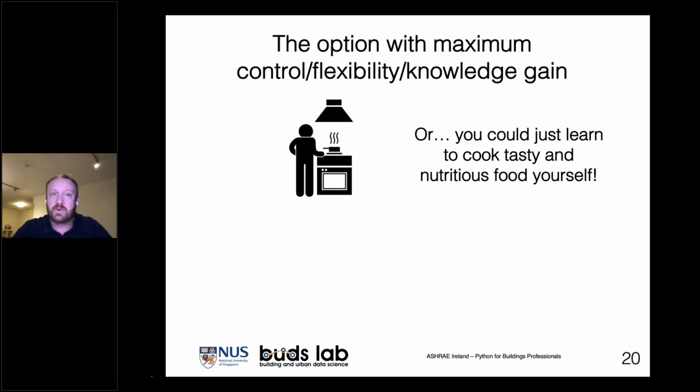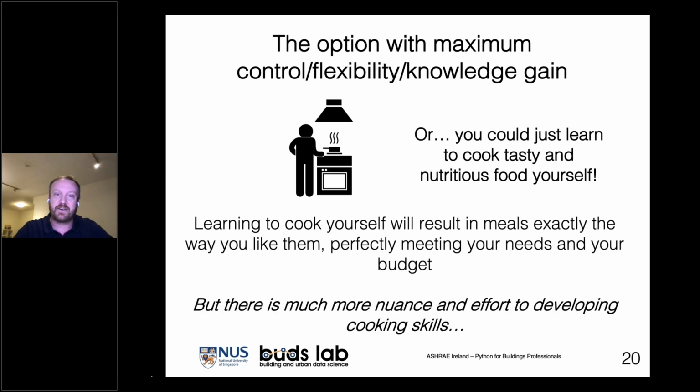So what is the option with the most control, flexibility, etc.? You could just cook yourself, right? You figure out how to cook, you learn, you can create the meals exactly the way you want them. If you have a special diet, special tastes, there are so many more things and nuance that you can do when you learn to cook. But at the same time, learning to cook is also not easy, right? Everyone knows, we've all tried to cook something. Some of us are really good at it, some of us are not so good, some of us love doing it, love learning, and cooking is a lifelong skill if you try to go down that path.